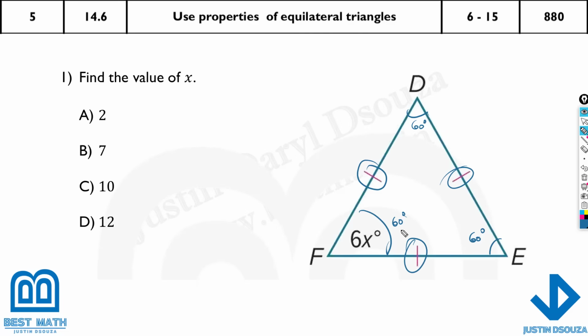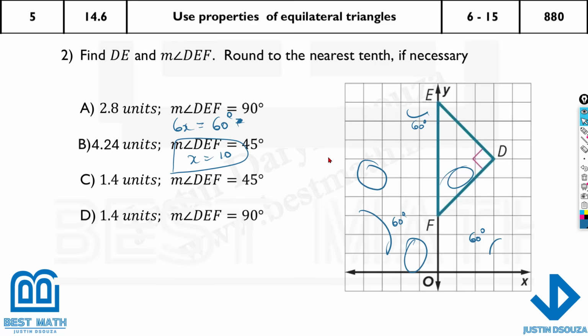So here 60, 60, 60 makes it 180. That's an equilateral triangle. So each angle is 60 degrees. Now we have 6x over here. That means 60 degrees is equal to 6x, or 6x is equal to 60 degrees. So let's divide both the sides by 6. You will get 60 by 6, that is 10. This is it. This is the answer. That's option C.